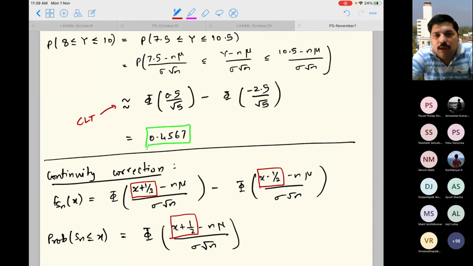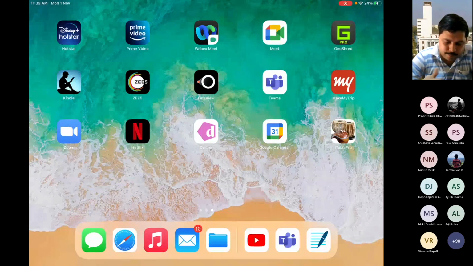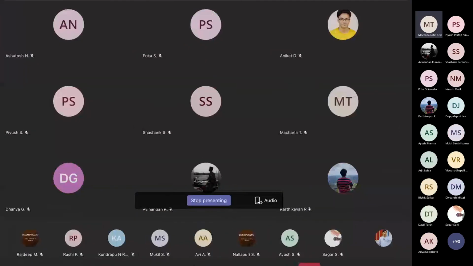Excellent. So now, if this part is clear, I want to show you something which is really very interesting. This intuition is there, and I want to share how this intuition actually comes into play. Let me share another screen.